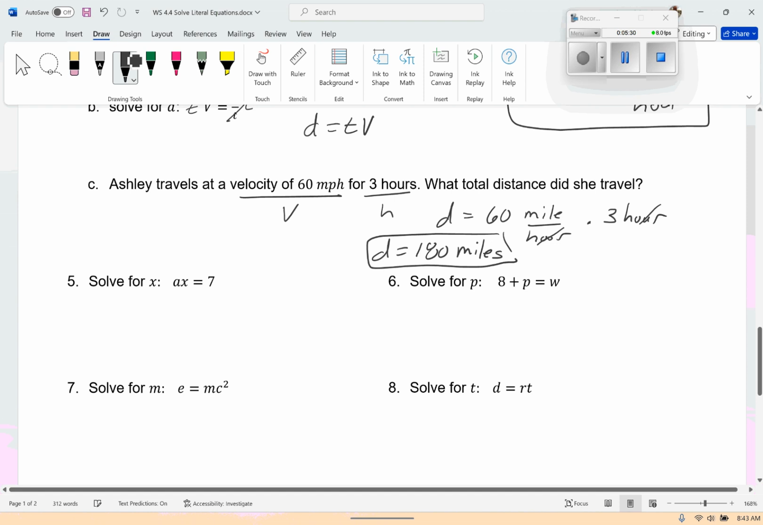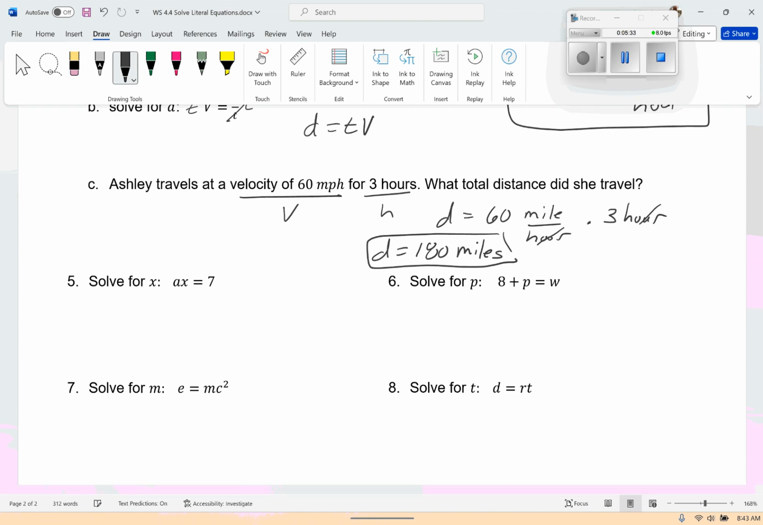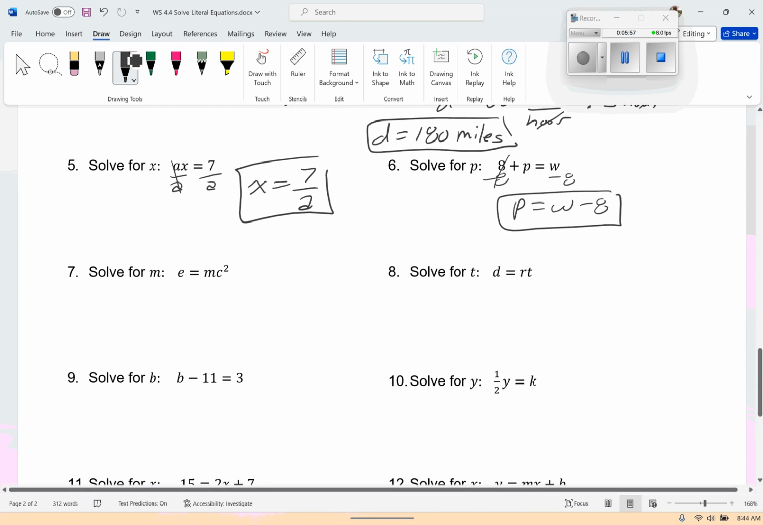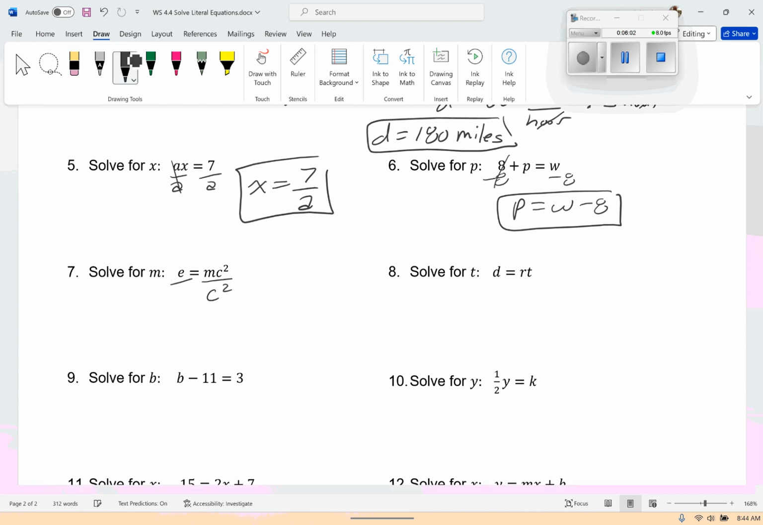Okay, number 5, they want to solve for x. A and x are being multiplied together, so I'm going to divide both sides by a. Those cancel out. x equals 7 over a. That's all you have to do. We want to solve for p on this one. So 8 plus p, undo this. Because it's positive 8, I'll subtract 8. So p equals w minus 8. They want us to solve for m. Well, m and c squared are being multiplied together. So if I divide both sides by c squared, the c squareds cancel out. So m equals e over c squared.